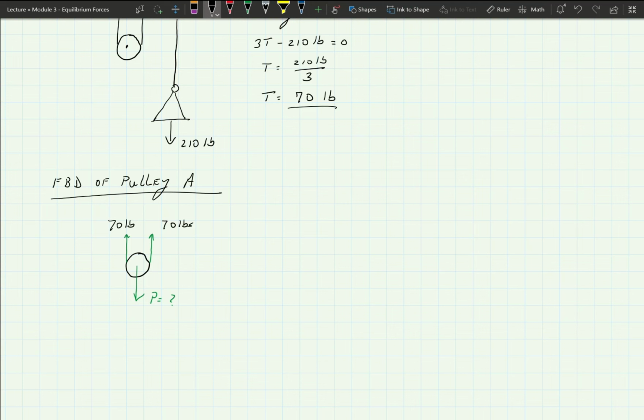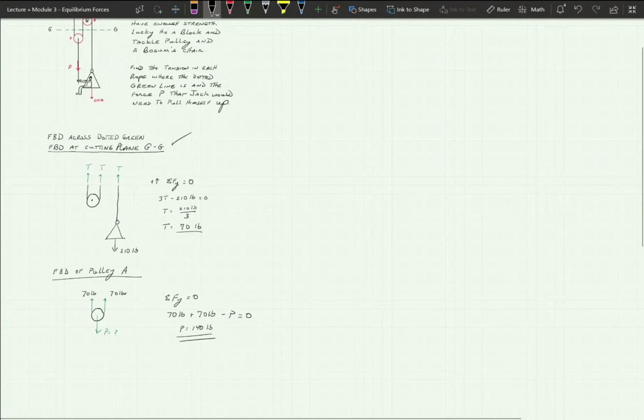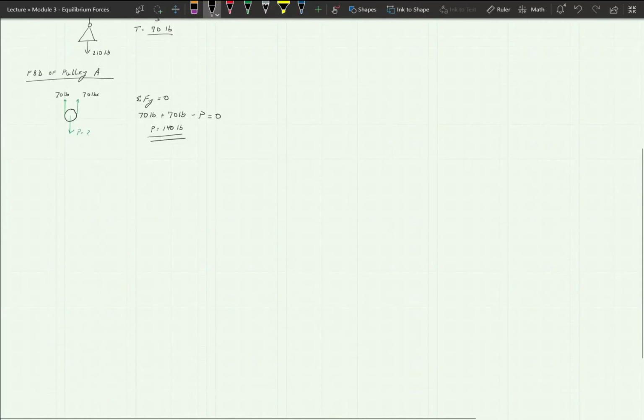So really, again, the sum of the forces in the y is equal to 0. We literally have 70 pounds plus 70 pounds minus P equals 0. Solve for P, and we're going to find out that we have 140 pounds, not 170 pounds, 140 pounds. And that's how much weight Jack must lift in order to do that. Okay, real simple. That's an introduction to pulleys.